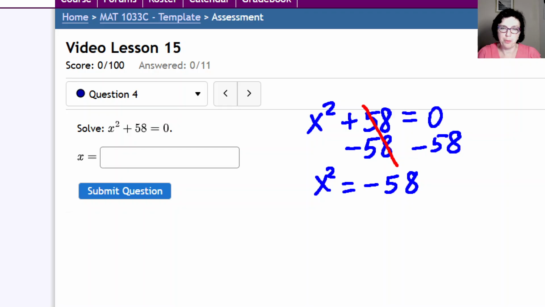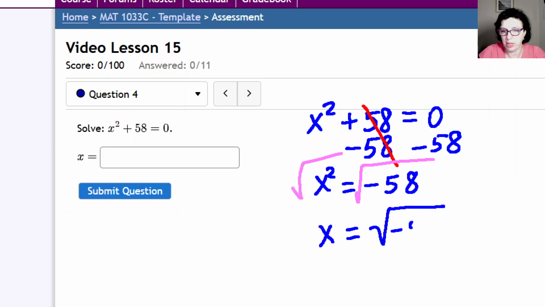So again, remember that this equation has no solution when you talk about real numbers. However, let's just try to take the square root of both sides. We're just going to apply the square root. Now, on the left-hand side, the square root and square cancel each other out, so that's just going to be x. But on the other side, you've got this weird square root of negative 58. If you try to use your calculator, the calculator is going to say that's undefined. I don't even know what that is.